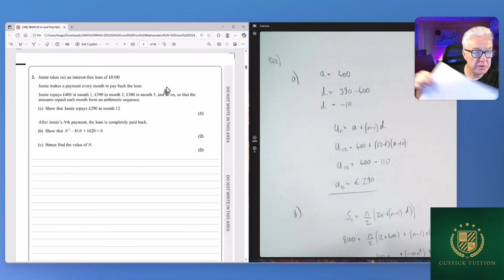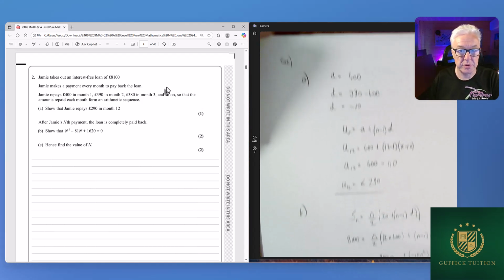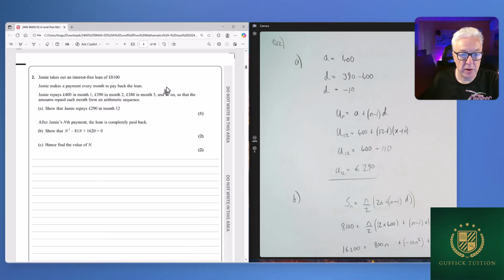Jamie takes out an interest-free loan of £8,100. Jamie makes a payment every month to pay the loan back. Jamie repays £400 in month 1, £390 in month 2, £380 in month 3, and so on, so that the amount repaid each month forms an arithmetic sequence. Show that Jamie repays £290 in month 12.